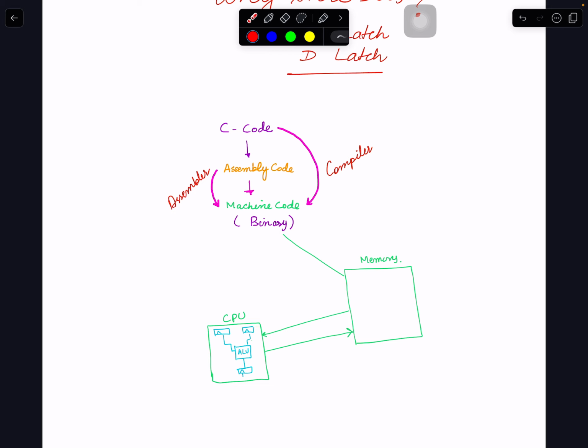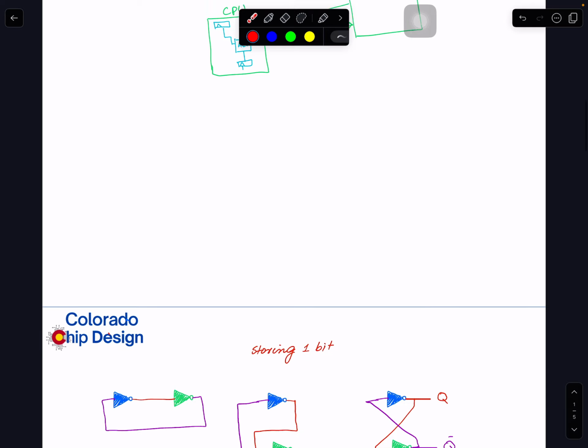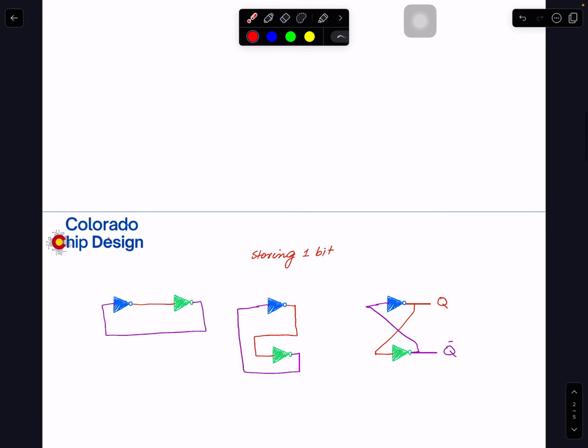We need to store data. That is important. So then the question is how we store it. How we store 0 and 1 there. Of course, right now we are in the basic stage of storage, where we're looking at the storage when the power is on for the circuit.